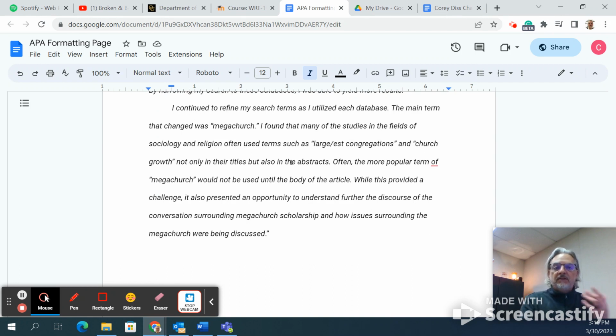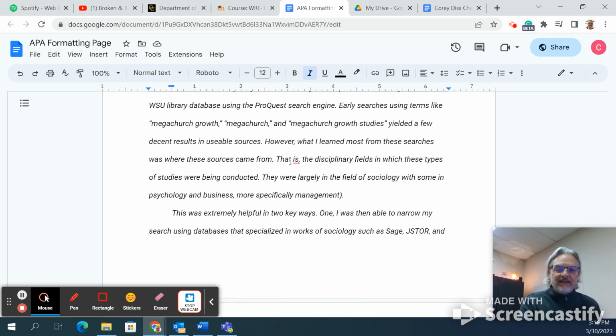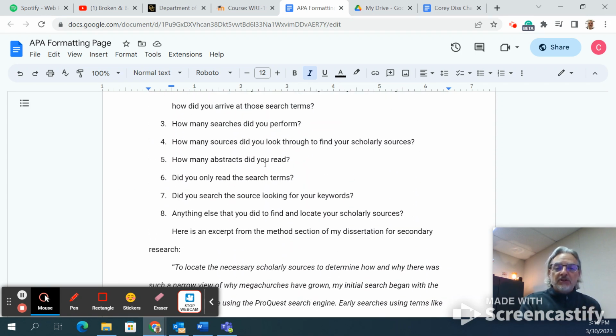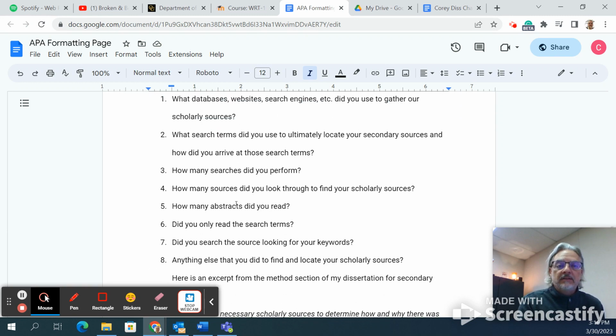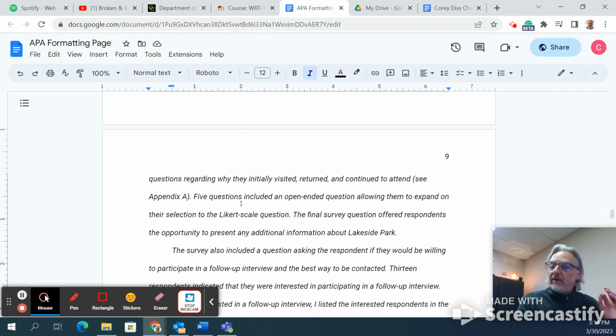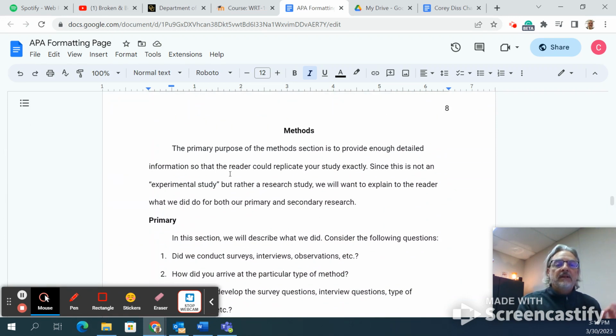You are literally stating what you did: search terms, what abstracts you read. I always try to provide as much of this information as possible, but not inundate them with too much. Just enough where they can still get to that. I'll leave you with this: the primary purpose of the method section is to provide enough detailed information so the reader could replicate your study exactly, especially with primary research. With secondary, at least get really, really close.